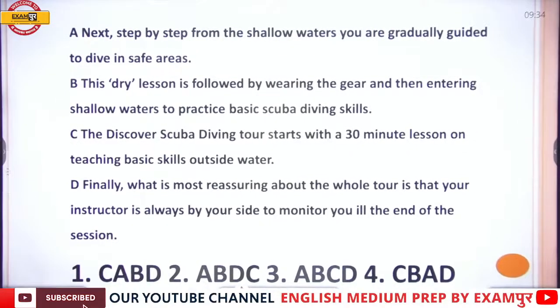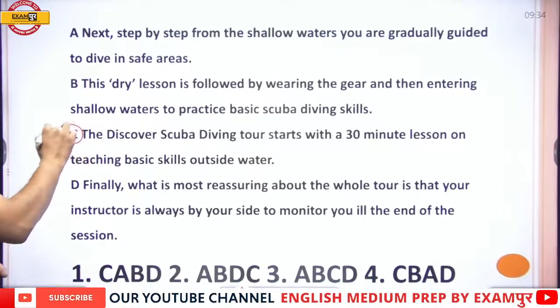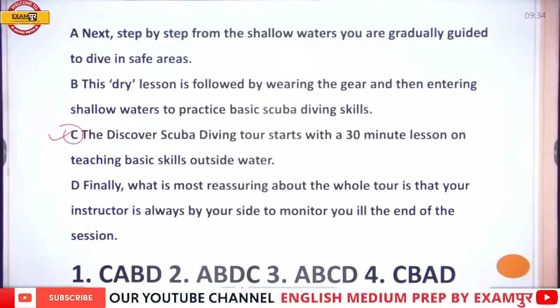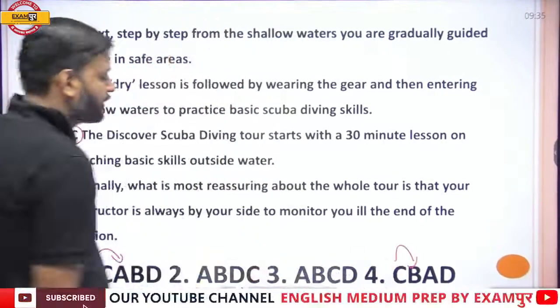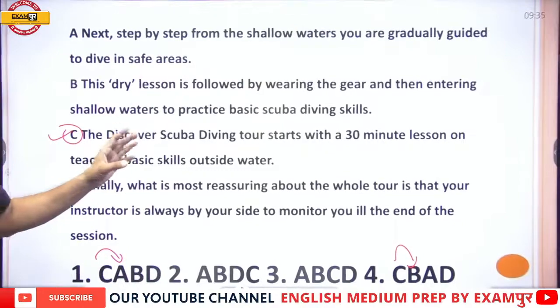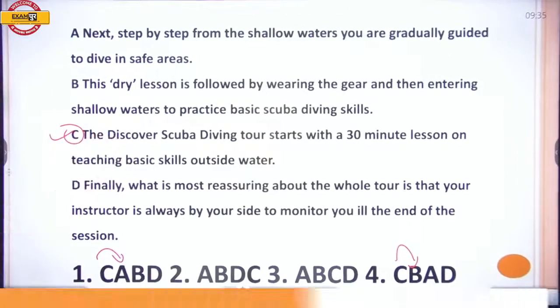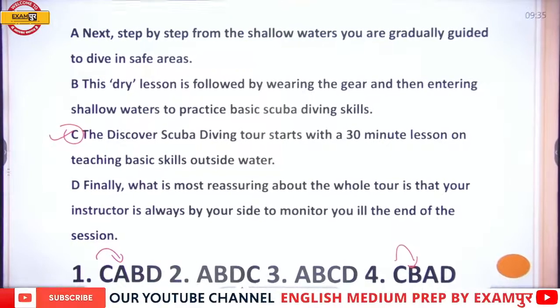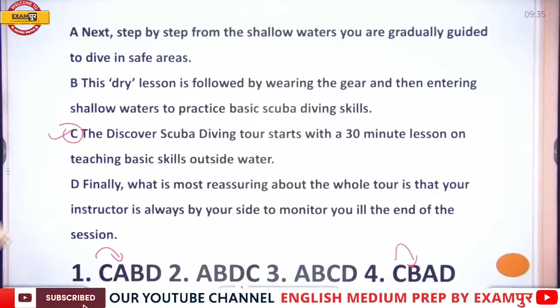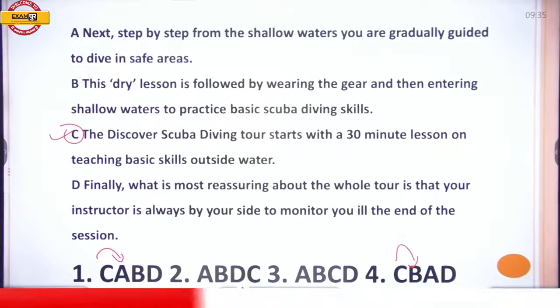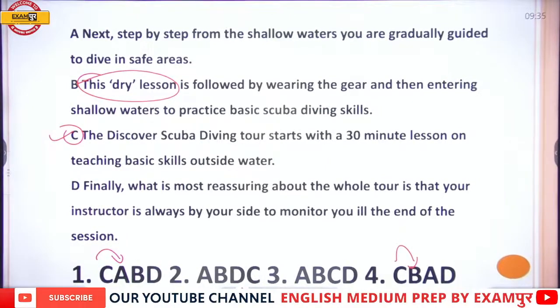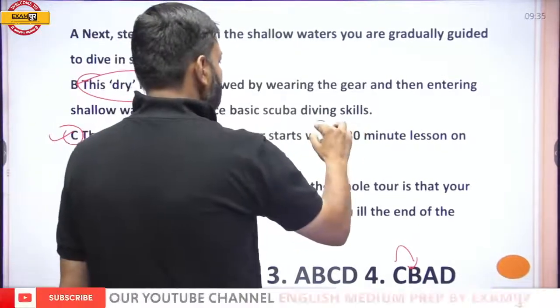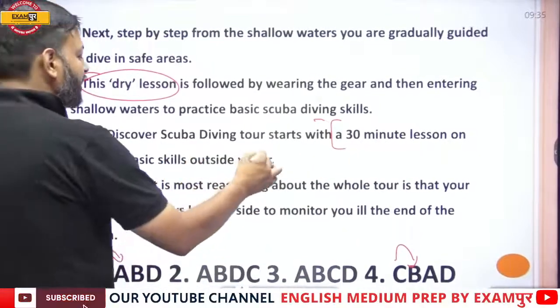CABD. See, so the first sentence is C. Okay, correct. But there are two options which have C. So CA or CB, which should be the correct answer? C is the Discover Scuba Diving Tour starts with a 30-minute lesson on teaching basic skills outside water. This dry lesson.